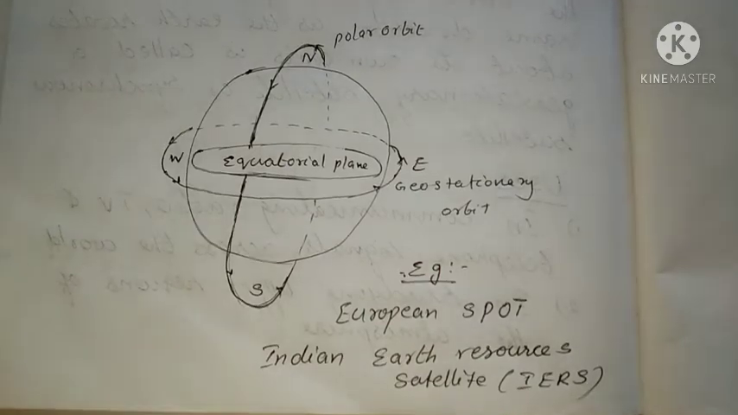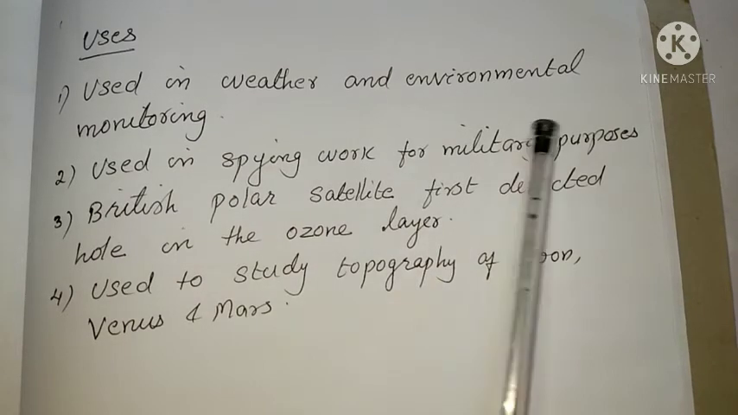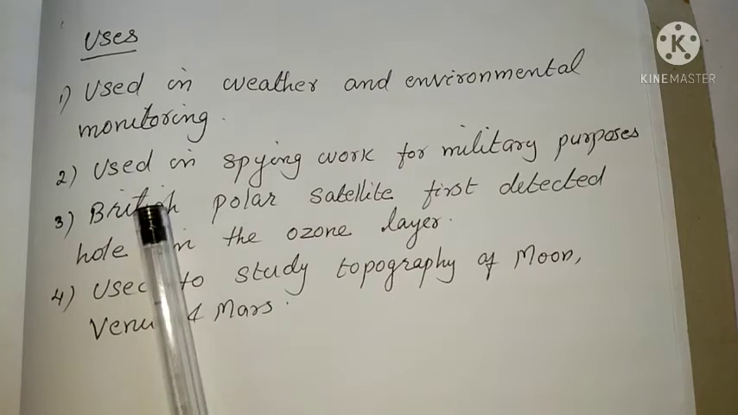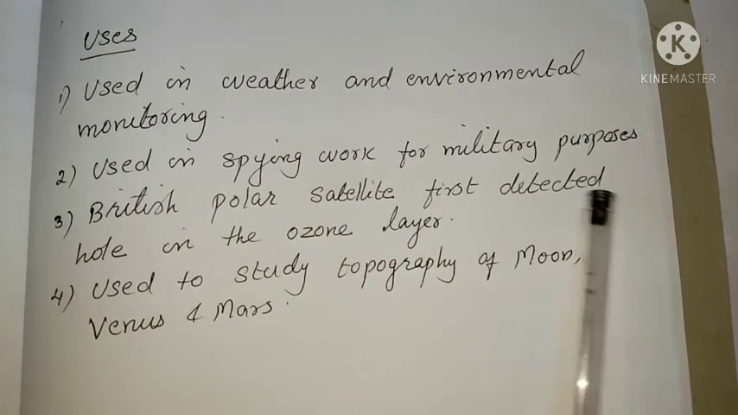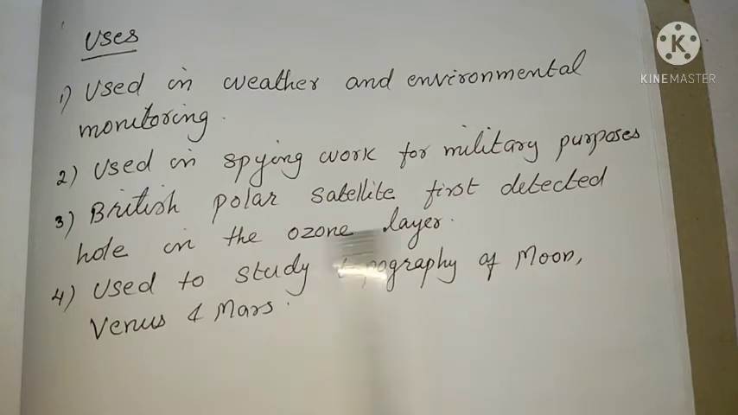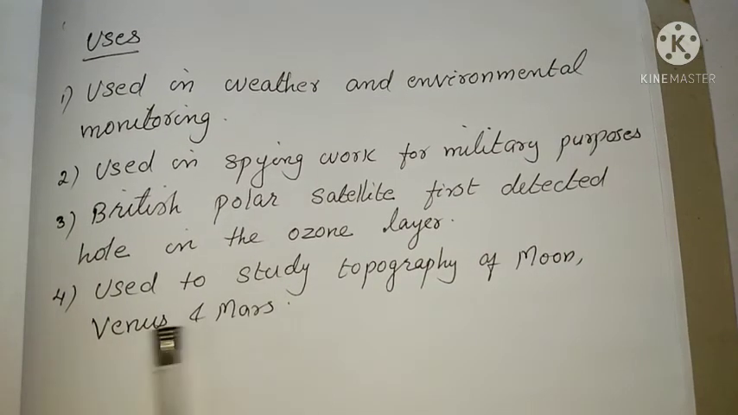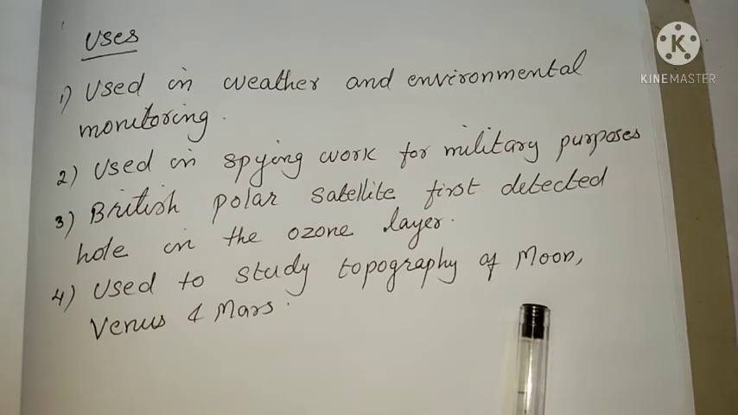Okay. What are the uses of polar satellites? Used in weather and environmental monitoring, then used in spying or for military purposes. Then a British polar satellite first detected the hole in the ozone layer. Then one more use is to study the topography of the Moon, Venus and Mars.